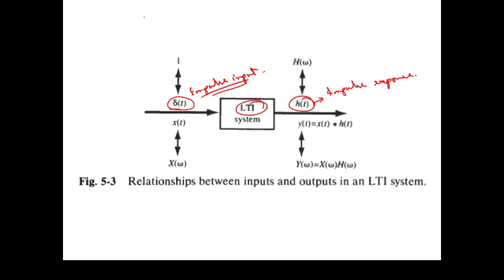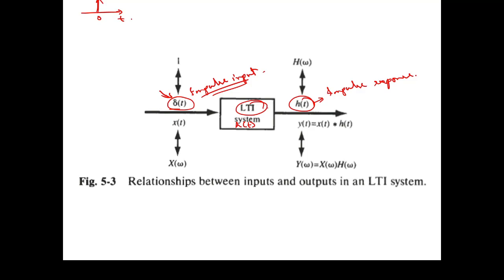Impulse input means we have already discussed delta t, that means at t0 we get an impulse. At that instance you get the input and you get the output. This output is called the impulse response, and any system, whether continuous time or discrete time, has its characteristics described by this impulse response. It is specific for a given system.